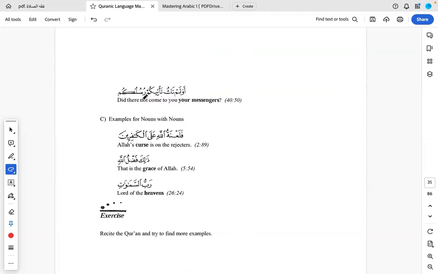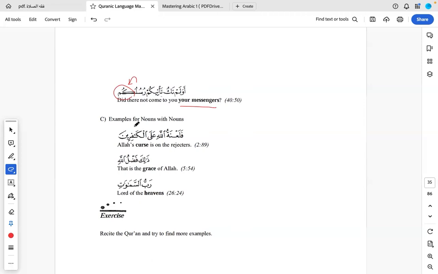أولم تك تأتيكم رسلكم, your prophets or your messengers, come. Same thing, we have added an indefinite word to an attached pronoun, which turned it into a definite word.